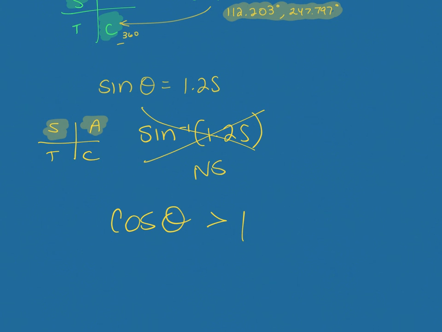Well, what if it's bigger? Can't be. It has to be bigger. Even if it's like 0.1 bigger, it has to be bigger. So sine and cosine can never be 1 or greater than 1. It always has to be less than 1.